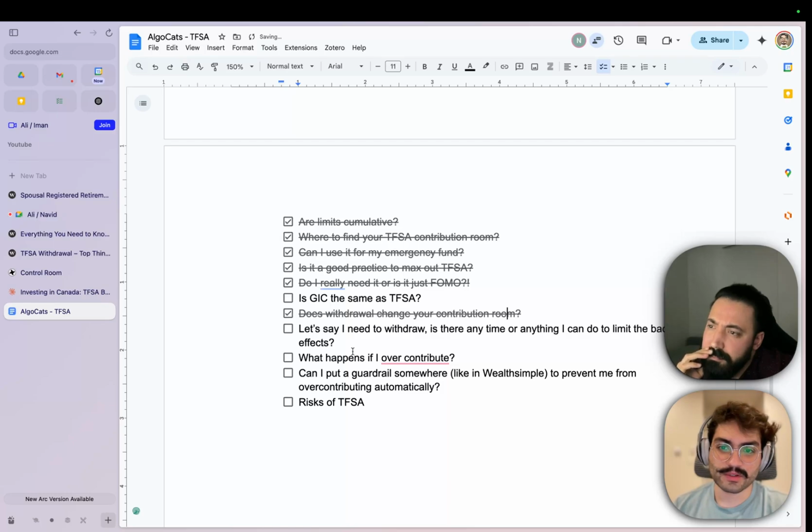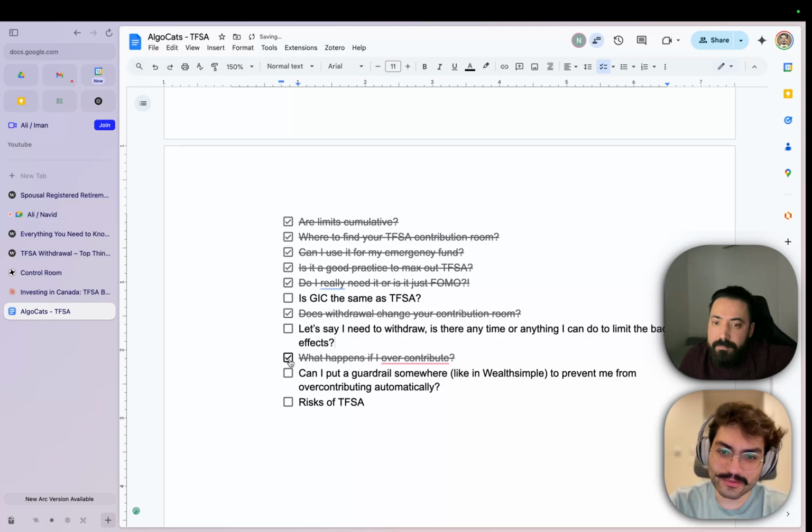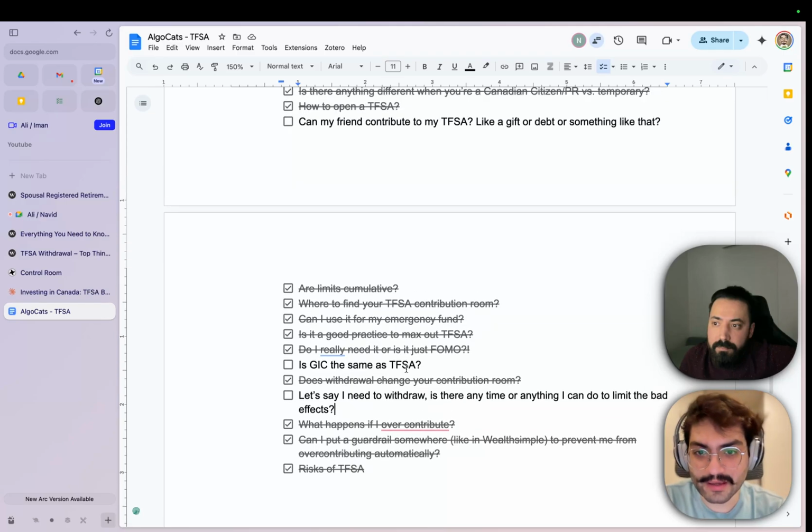We understood this. Let's say I need to withdraw. Is there any time or anything I can do to limit the bad effects? I think the answer to this is when you're not losing. What happens if I over contribute? Can I put a guardrail somewhere? We understood this, and risks of TFSA. So there are a few questions that we don't have the answer to yet.